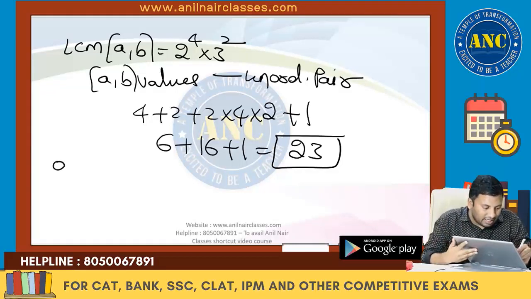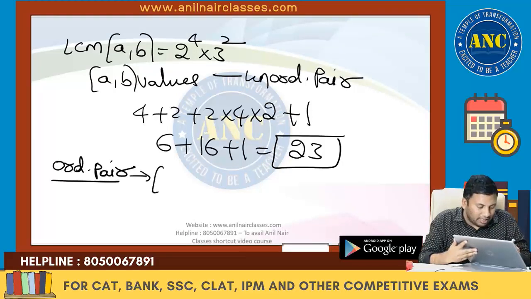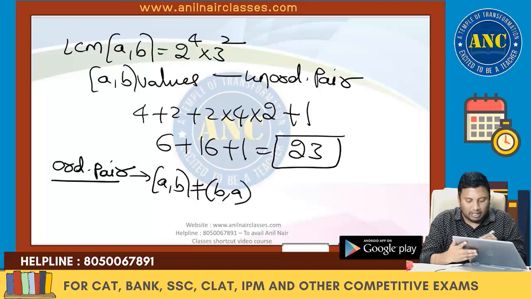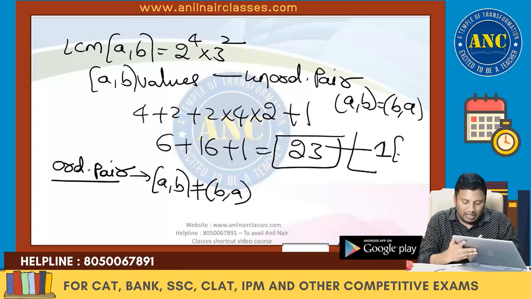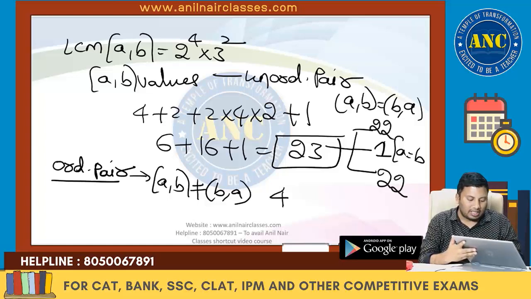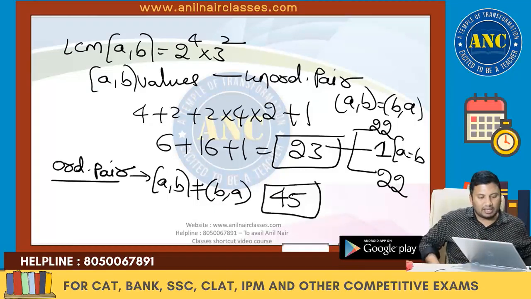If it is asked in an ordered pair, what is the difference between ordered and unordered? In ordered, a comma b is not equivalent to b comma a. In unordered, a comma b is equivalent to b comma a. Of 23 cases, one case is a equal to b. Here it is 22. Ordered means the reverse also will come, so answer is 45. I hope it is clear.